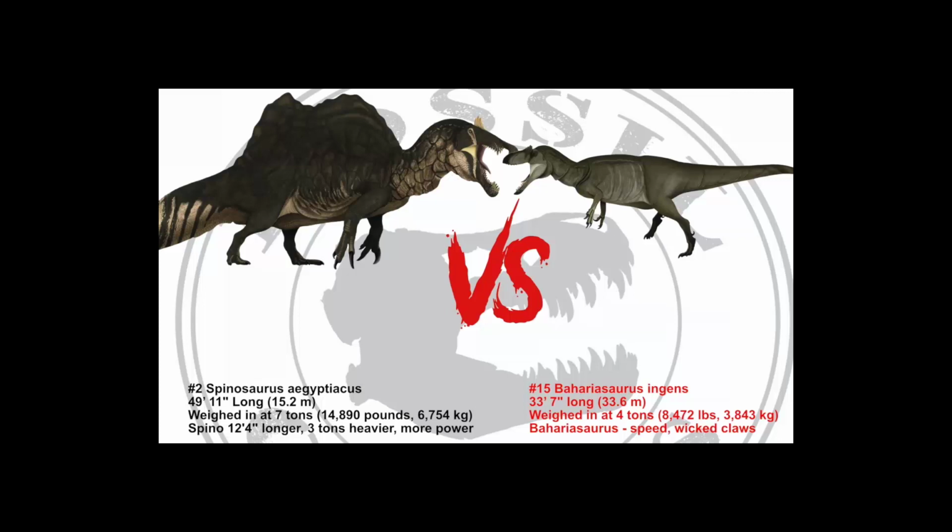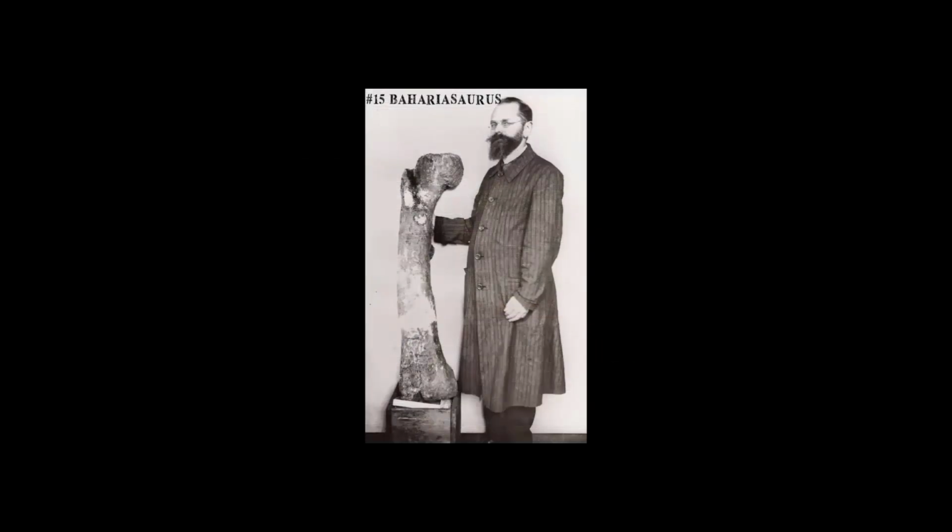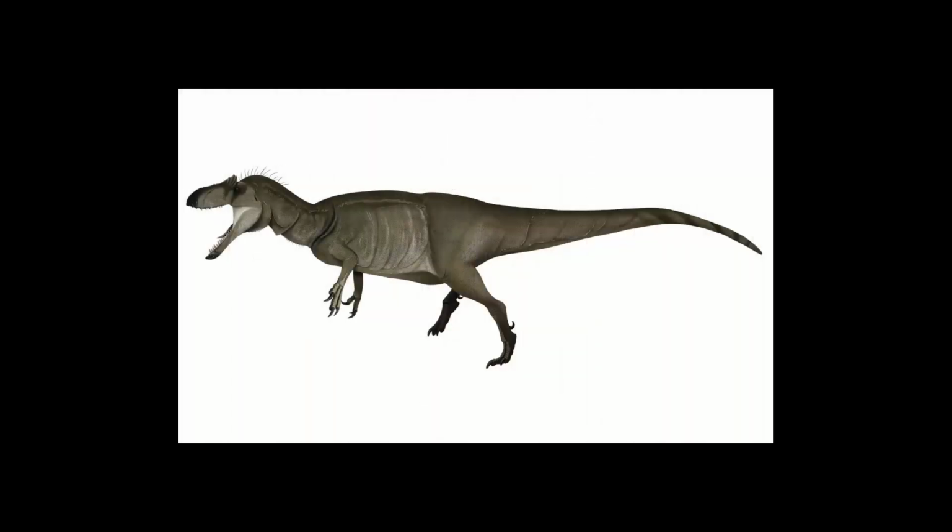Spinosaurus, the number two seed, coming in here an inch short of 50 feet long and just over 7 tons, has 12 feet 4 inches and 3 tons of weight over the number 15 seed, a very obscure dinosaur called Bahariasaurus engines. Bahariasaurus is really, it's unknown what affiliation this theropod has. In this particular battle, he's coming in as a giant megaraptorid/neovenator kind of mix. Really long claws, relying on speed and those long claws to defeat Spinosaurus.